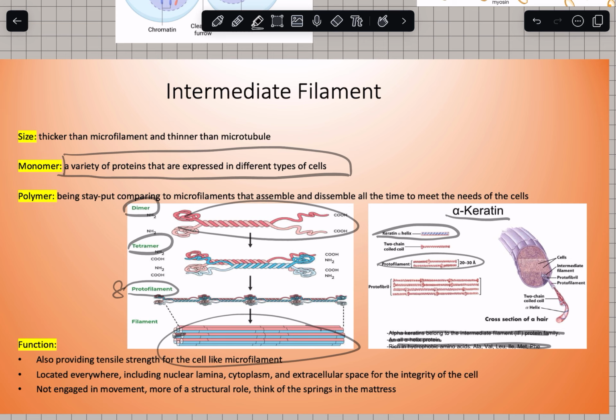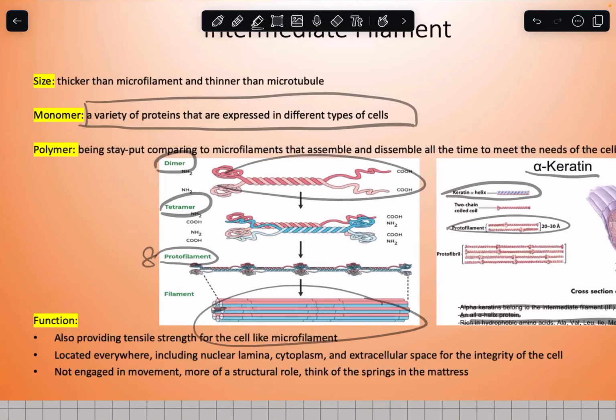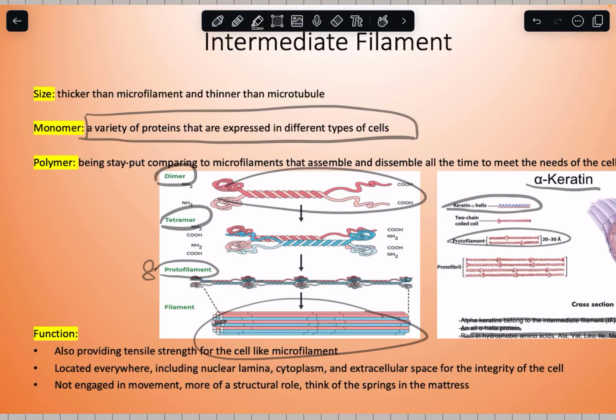So now let's talk about the functions of intermediate filaments, okay? So the first one is that intermediate filaments also provide tensile strength for the cell, like microfilaments, okay? Like I said, this is a pretty common function of all three types of cytoskeletons, okay? And then the second one is unique: intermediate filament is really everywhere. It's located not just in the cytoplasm of the cell, but also in the nucleus. It's located in the nuclear lamina, right? Also supporting the structure of the nuclear lamina. And then even outside of the cell, you see intermediate filaments. So intermediate filaments really contribute a lot to the structural integrity of the cell, right?